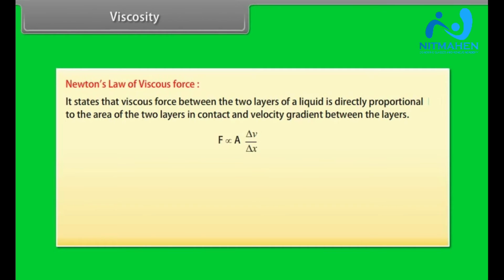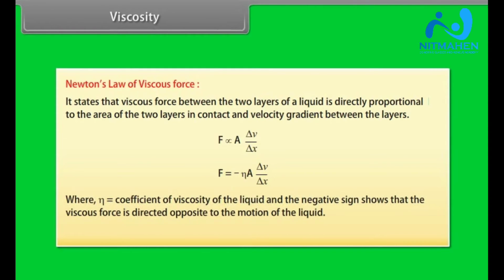F is directly proportional to A times delta v upon delta x. This equation can be written as F = −η A delta v upon delta x, where η is the coefficient of viscosity of the liquid, and the negative sign shows that the viscous force is directed opposite to the motion of the liquid. Its dimensional formula is ML^−1 T^−1.